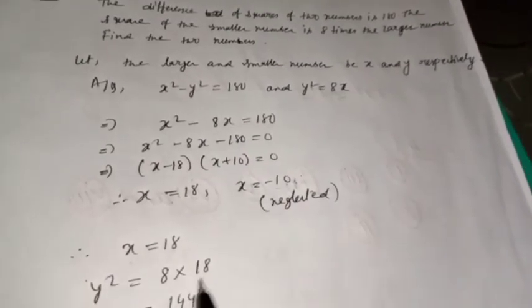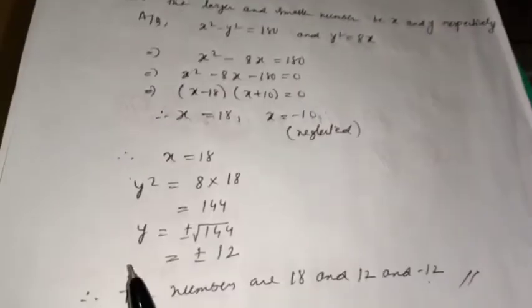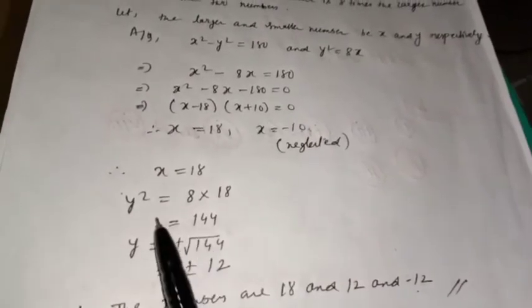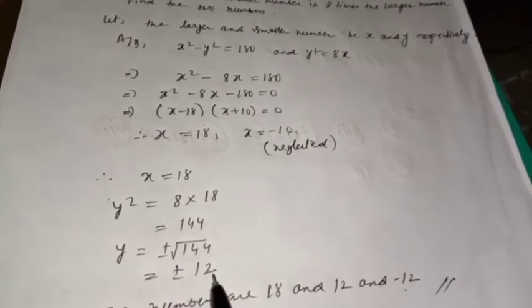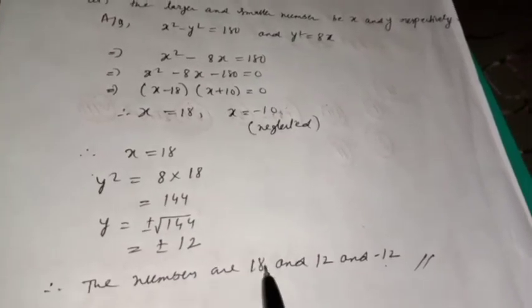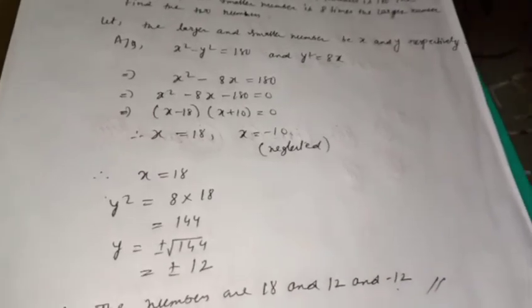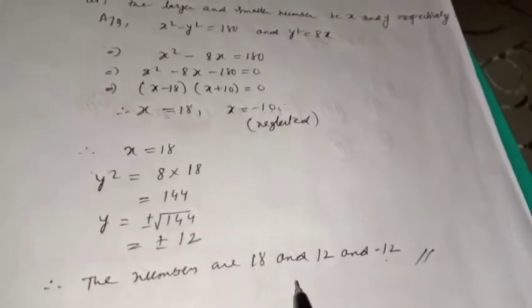Now y square is 8x, so 8 into 18, that is 144. Then y is equal to, if you take the square root of 144, plus minus 12. The numbers are what? 18, then plus 12 and minus 12. Clear? So these are the numbers. I hope all of you understood this one.